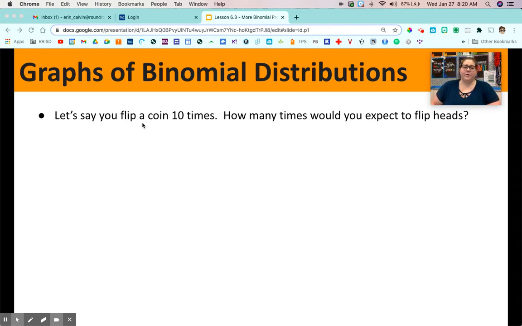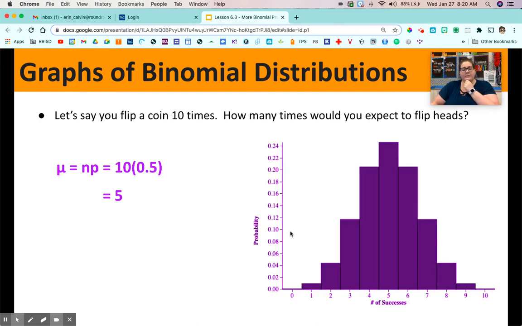So let's say you flip a coin 10 times. A coin has about a 50-50 chance, or 0.5 chance, of flipping heads or tails. And I want to know how many heads I would expect to flip. So again, I use my formula, mu equals n times p. N is 10 because we're flipping it 10 times. P is 0.5 because the probability of flipping heads is 0.5. So that would give me 5.